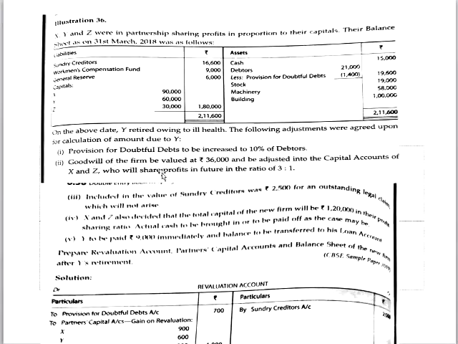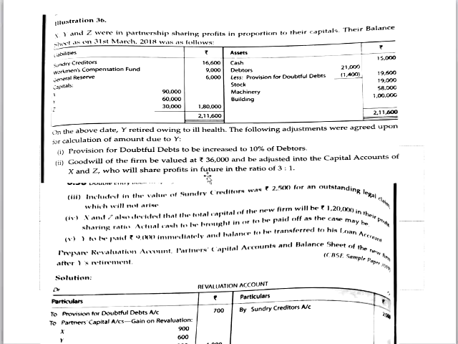First, you have to create the provision for doubtful debt at 10%. So 10% on 21,000, what is coming? That is 2,100. It means every time you have to create the provision on the gross value. And while comparing this current provision with the previous provision, what difference is coming? This provision is created for the current year by 700. So it leads to an increase in liability, so it will appear on the debit side of the revaluation account.